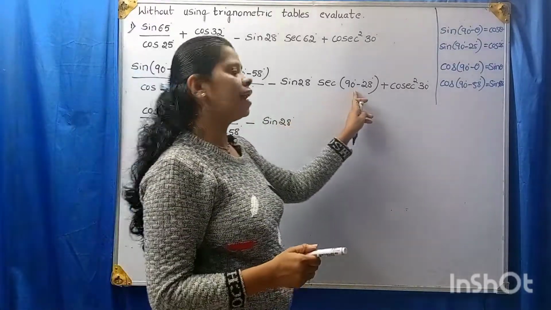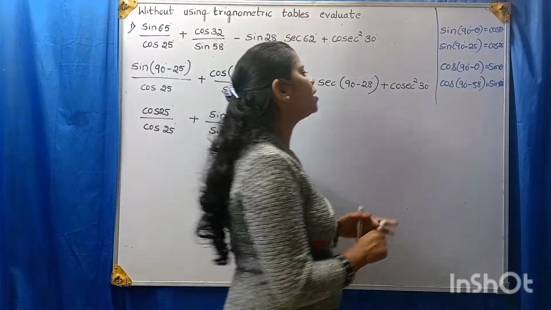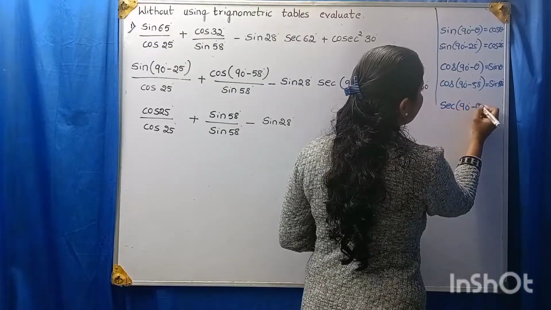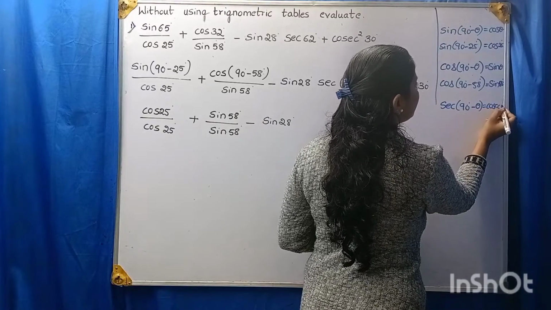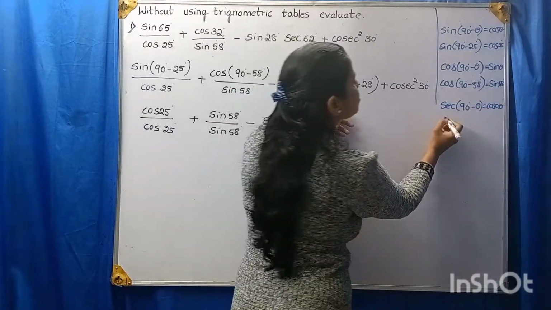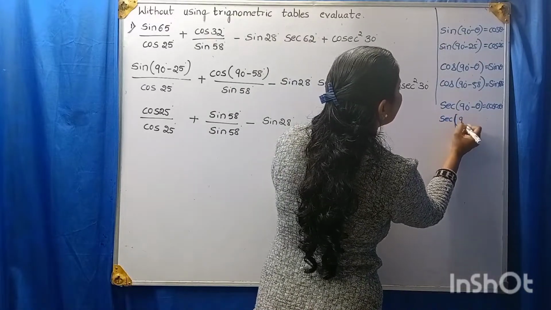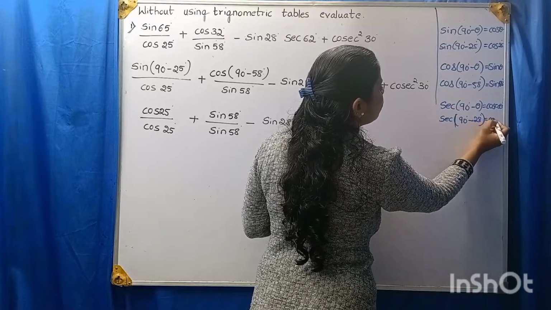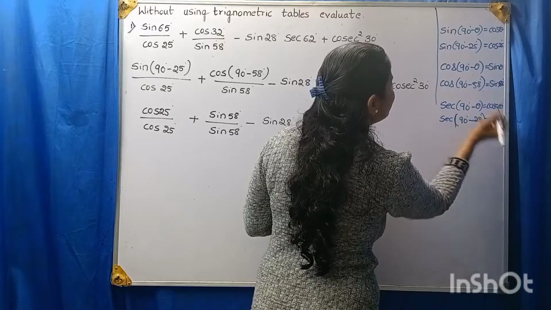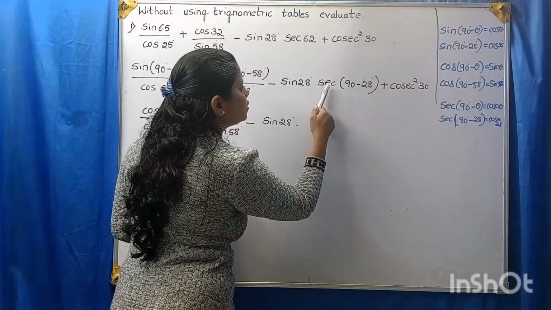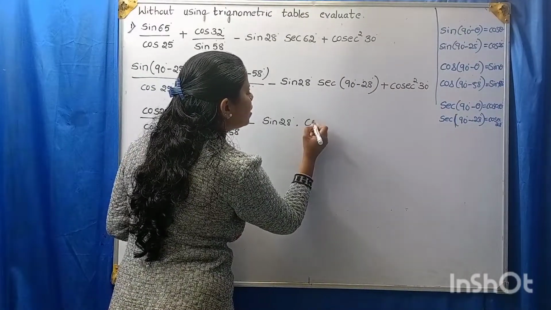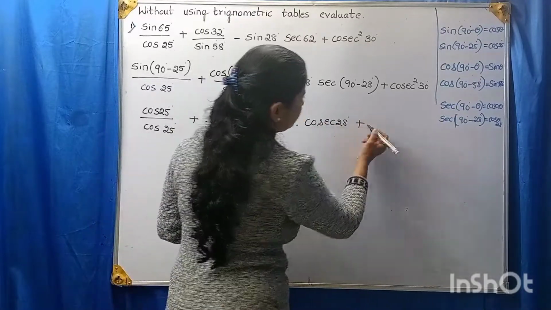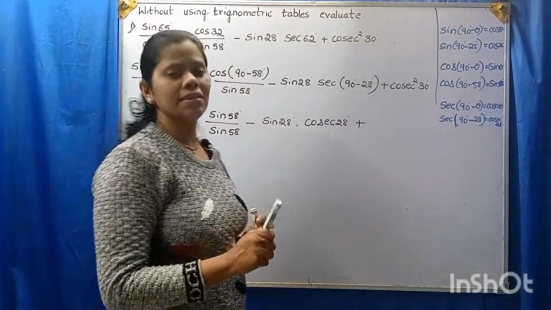We know that secant 90 degree minus theta is what? Cosecant theta. Here we have secant 90 degree minus 28 degree; in the place of theta, we have 28 degree. Therefore, it will become cosecant 28 degree. Secant 90 degree minus 28 degree is cosecant 28 degree, plus cosecant square 30 degree.